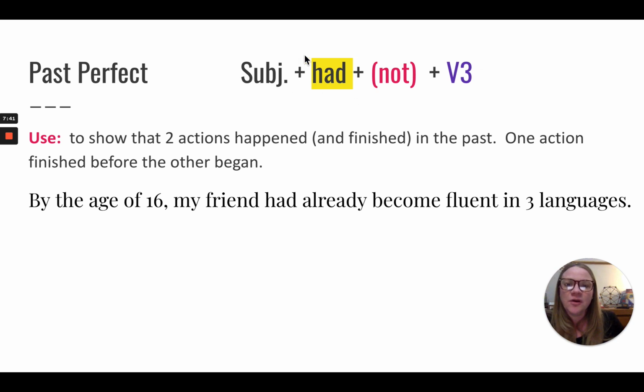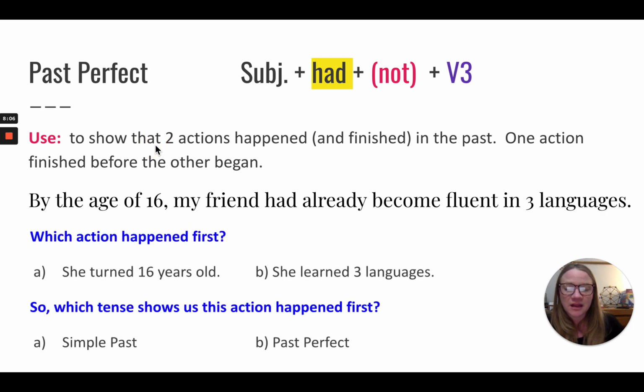Here at the top, we have a reminder of the formula. And then we also have a reminder of the use to show that two actions happened and finished in the past. One action finished before the other began. This is how we use and how we form past perfect. So I've got one more sentence here. By the age of 16, my friend had already become fluent in 3 languages, right? And a couple of questions for you. Which action happened first? And therefore, which tense shows us this action happened first? Again, pause the video while you think about it. I'm going to give you the answers right now.